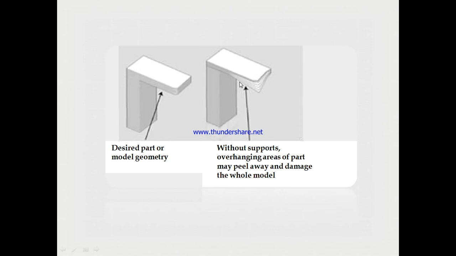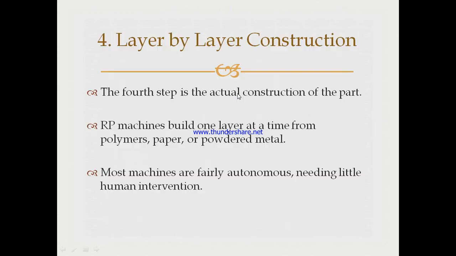So without supports, overhanging areas of the part may peel away and damage the whole model. Look at this. These are the slices. This is a CAD model converted into a number of slices. This is the process of slicing. After we get the slicing, we go for the layer by layer construction.